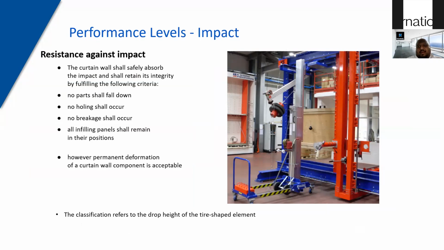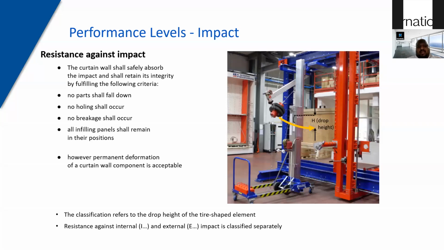Depending upon the load and the height from which it is dropped, you have different classifications, like I showed you in the table earlier in this presentation. We are typically measuring at a particular height. We are throwing a load on the curtain wall and seeing if there is any kind of permanent deformation on the curtain wall. During this test, we have to ensure that no parts are falling down, no rolling will occur, no breakage will occur on the glass, and all the panels remain in their position. Some deformations can happen, but that is acceptable.